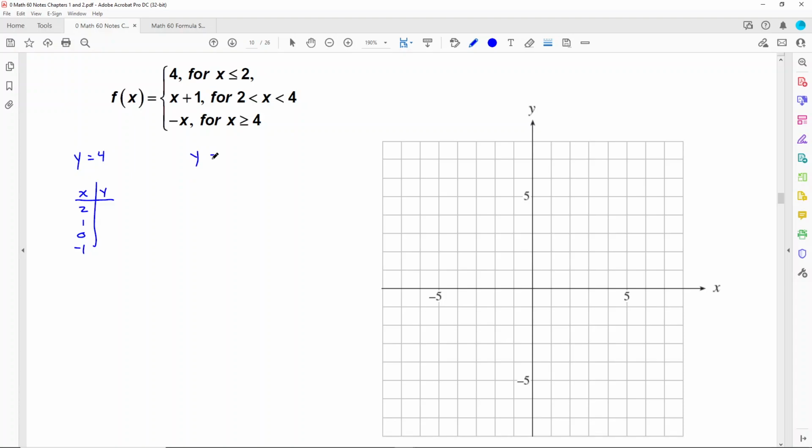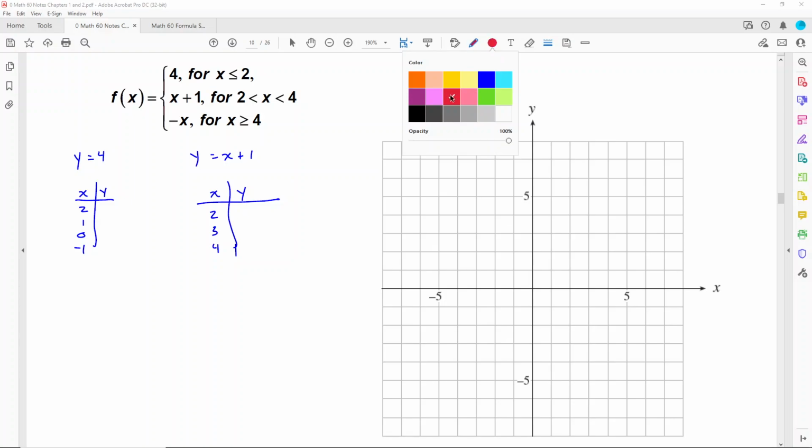Then we use y equals x plus 1 for any values between 2 and 4. 2, 3, and 4, the only ones I can give. Now, careful. As soon as you see that they're not equal to, those are going to be ghost points. So circle, circle. Okay, and then a table of values for where x is greater than or equal to 4. Okay, pause the video if you haven't done so yet.